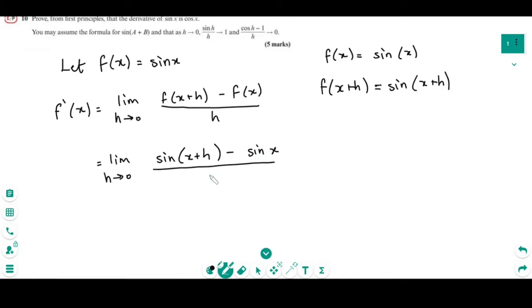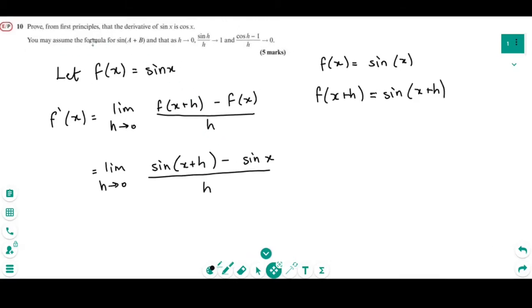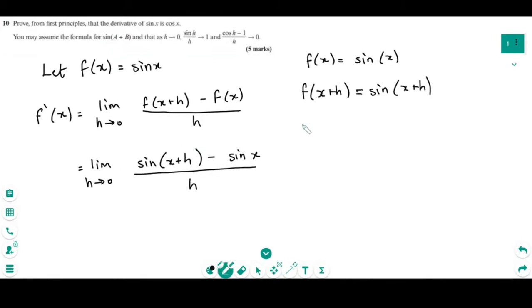all over h. Okay, and now, well, it's not immediately obvious what to do, but we can look at the question. You may assume the formula for sine of a plus b. This is the hint they've given us. Okay, so the formula for sine of a plus b is sine a cos b plus cos a sine b.